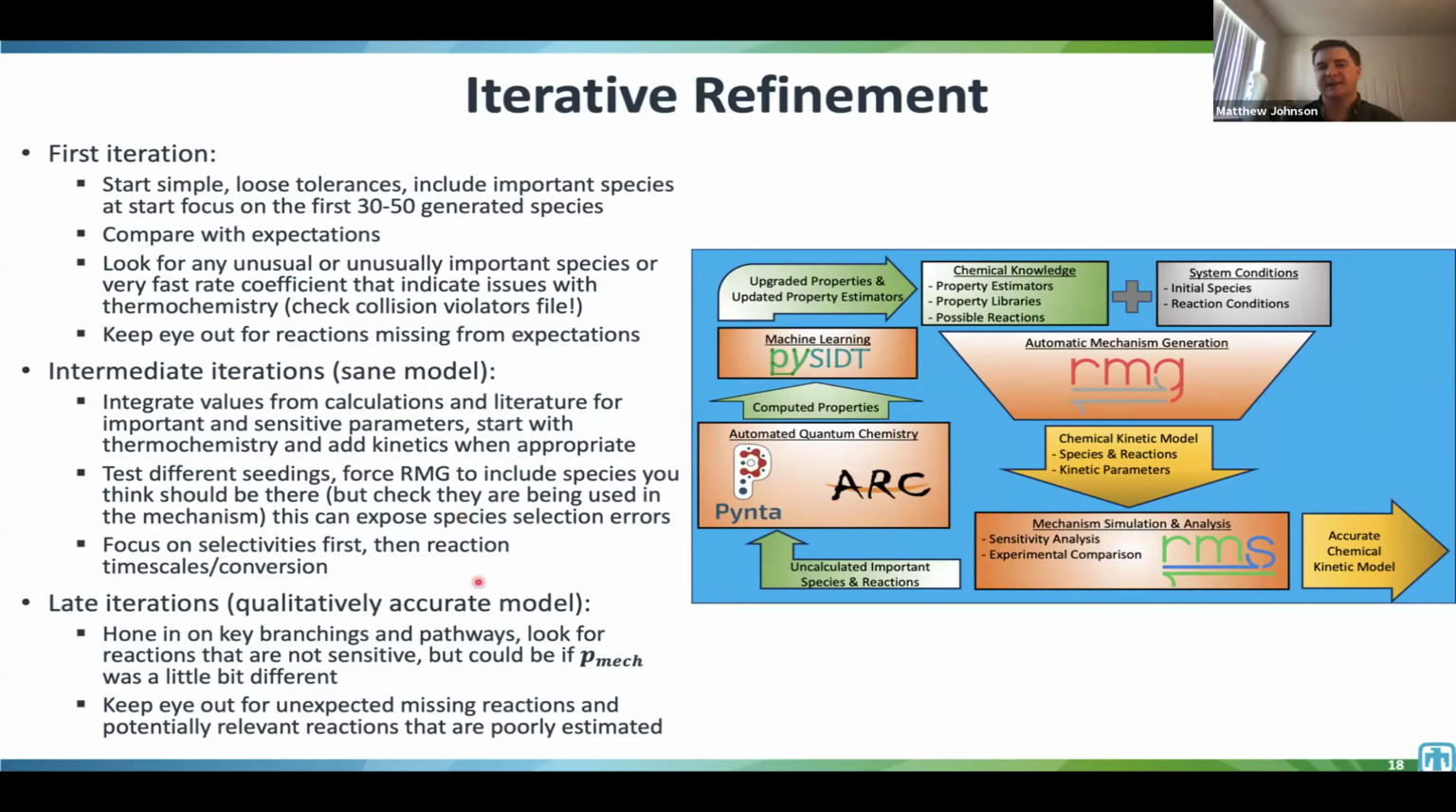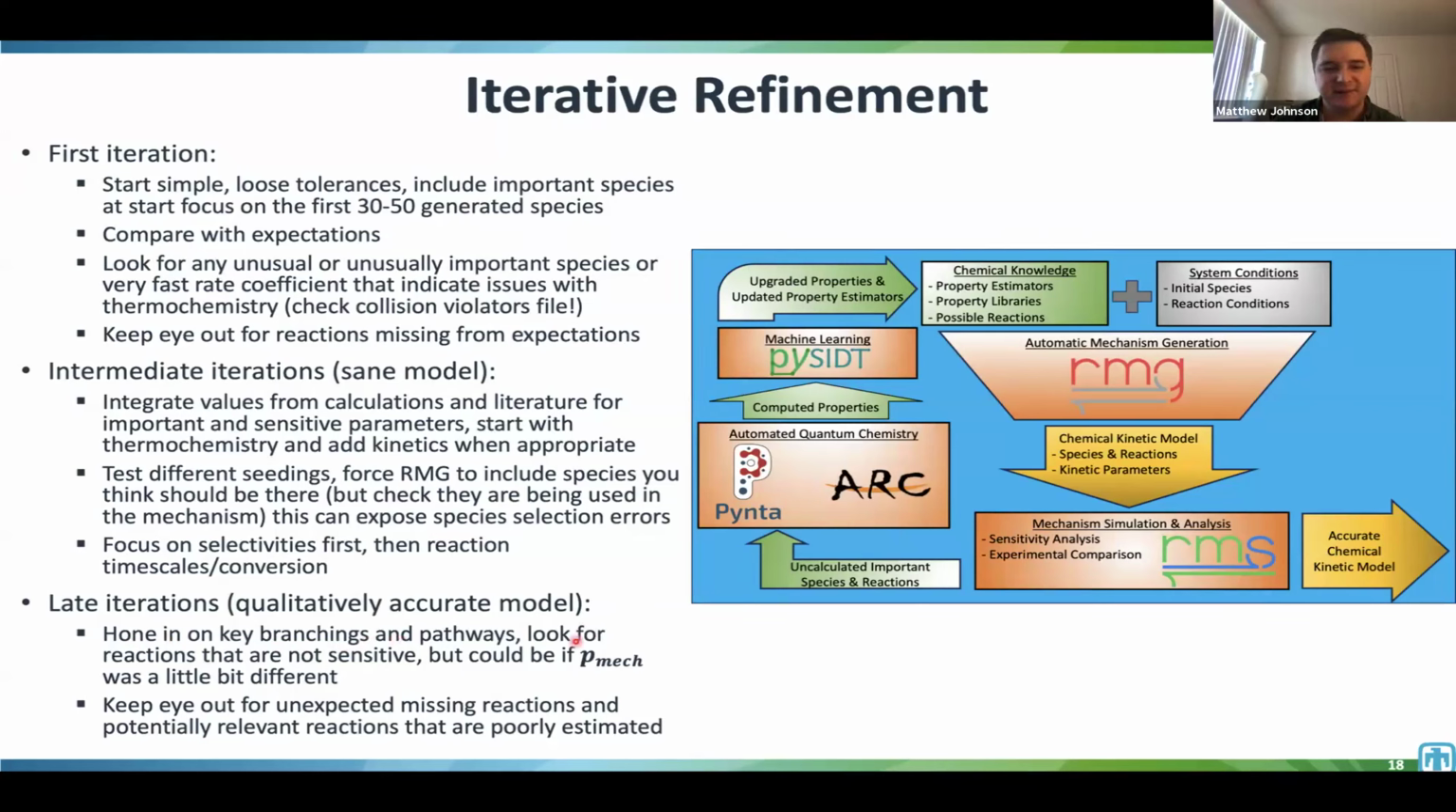More particularly, when you're looking at properties you're trying to converge, focus on the selectivities first. And then focus more on the reaction timescales and conversion and how long it takes to run the reaction. Now, once you have a qualitatively accurate model and things are kind of coming along, things get a little bit harder in this stage. In this case, often you may have calculated many of the species, most of the sensitive species and reactions, and you're still honing in to try and get as much quantitative accuracy as you can out of this. In these cases, you want to really hone in on key branchings and pathways.